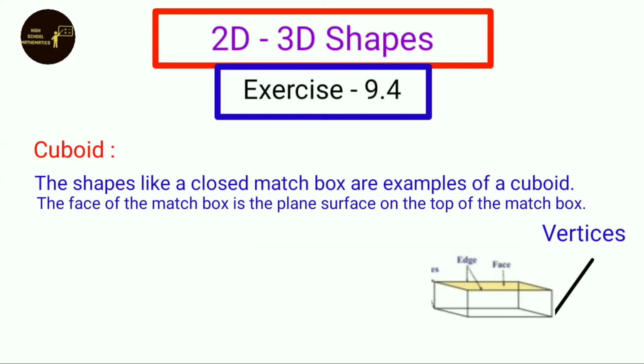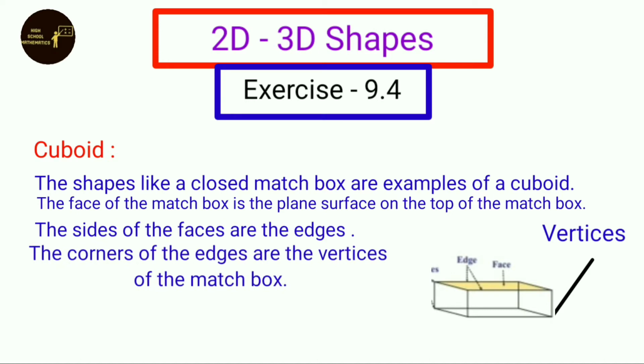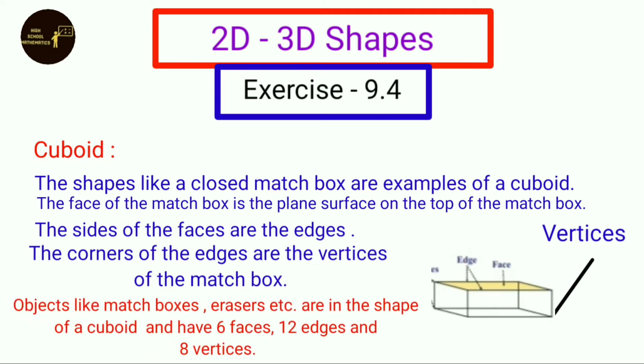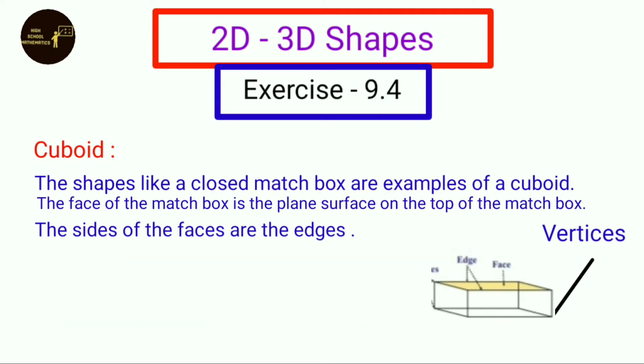See now what is a cuboid. Shapes like a closed matchbox are examples of a cuboid. The face of the matchbox is the plane surface on the top of the matchbox. The sides of the faces are the edges. The corners of the edges are the vertices of the matchbox. Objects like matchboxes, erasers, etc. are in the shape of a cuboid and have 6 faces, 12 edges and 8 vertices.